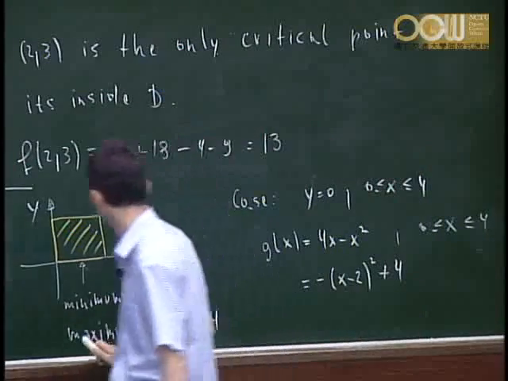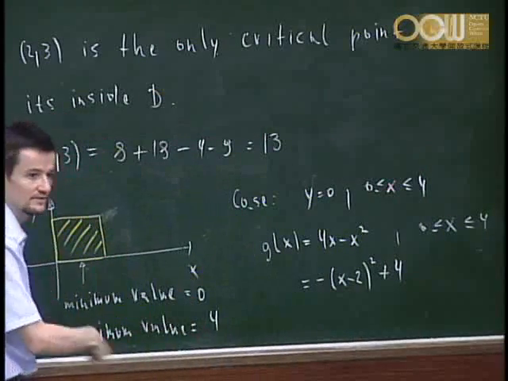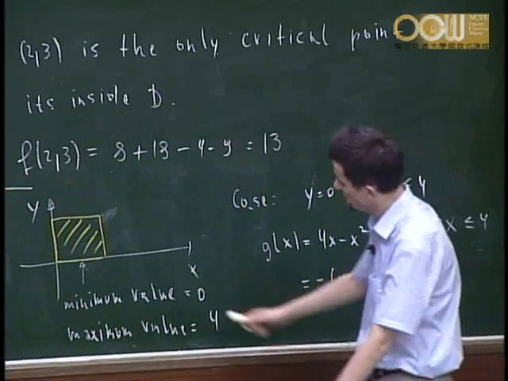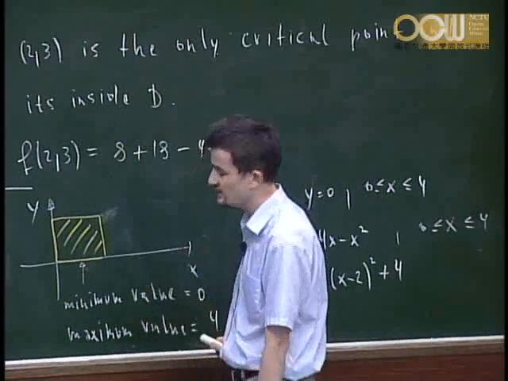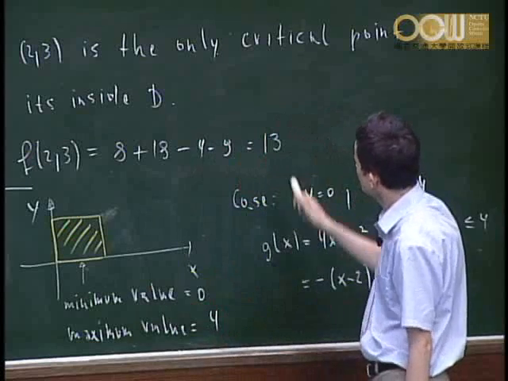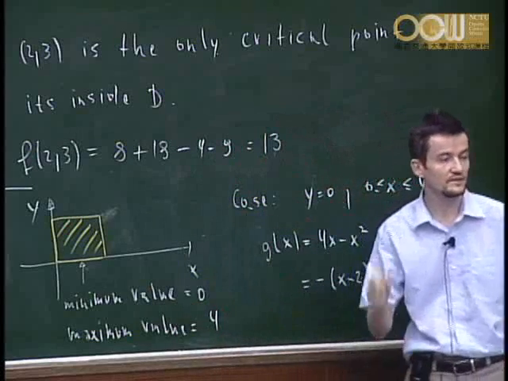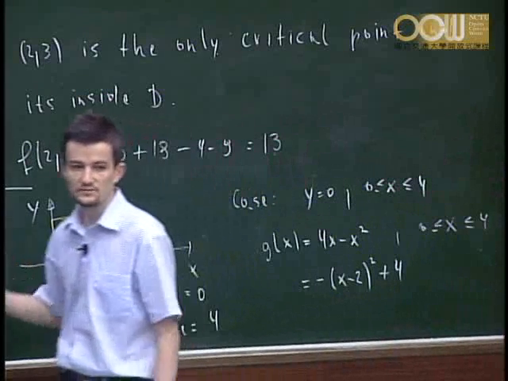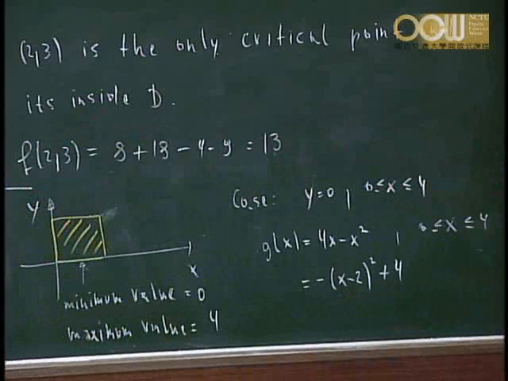And now you just do the same for this part, for this part, for this part, and from all those values, including this one, you choose the smallest and the largest. The largest one will be the absolute maximum, and the smallest one will be the absolute minimum.